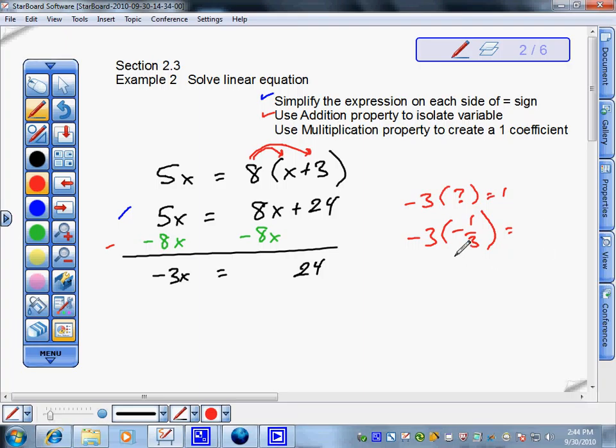Or, in this case, I could have also said multiplying by a fraction would be the same thing as dividing both sides by a negative 3. It's really potato, potahto in how you want to look at it. I want to divide both sides by a negative 3 or multiply both sides by a negative 1/3. I'm getting the same effect. Now, a negative 3 divided by negative 3 gives me my 1x that I'm looking for, giving me a final answer of negative 8. Again, we can plug it in and perform our check.